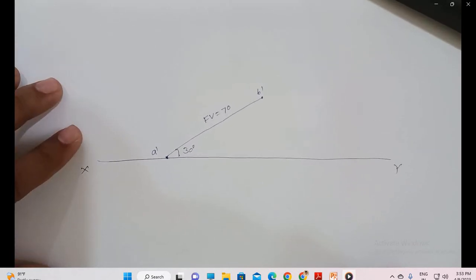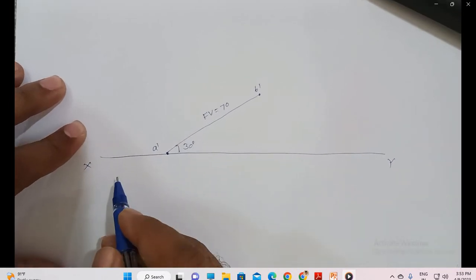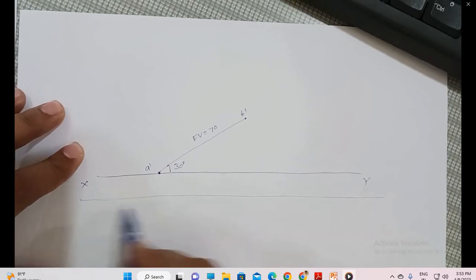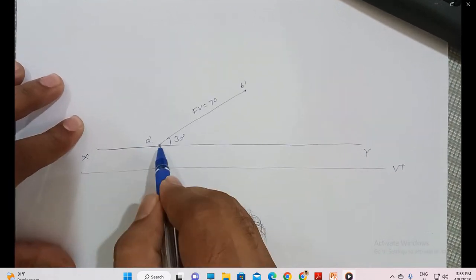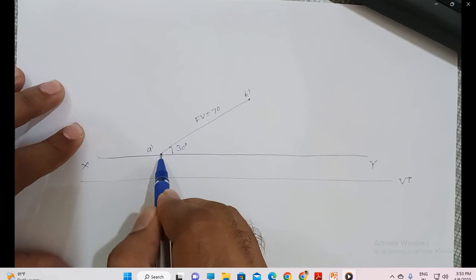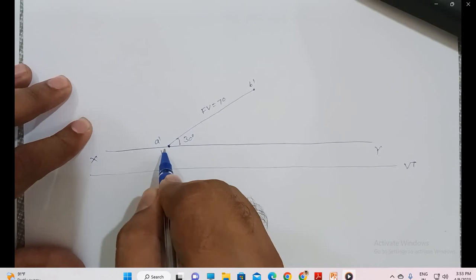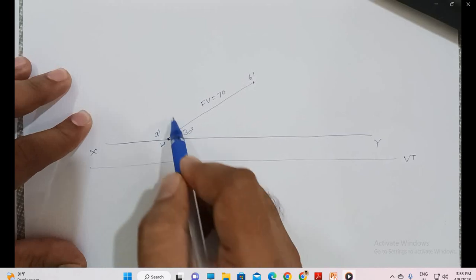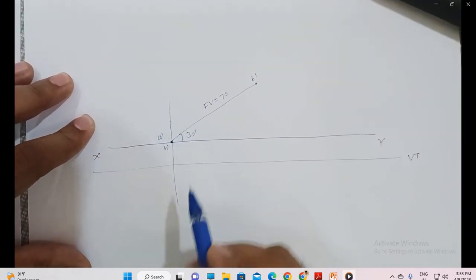Now the second piece of information is the vertical trace. The vertical trace of the line is 10 mm below the XY line, so on this line there will be the vertical trace. And as the front view of the line intersects the XY line at this particular point A dash, this point will also act as the H dash. Why? Because the front view of the line intersects the XY line at this point, and on this projector we will get the HT.